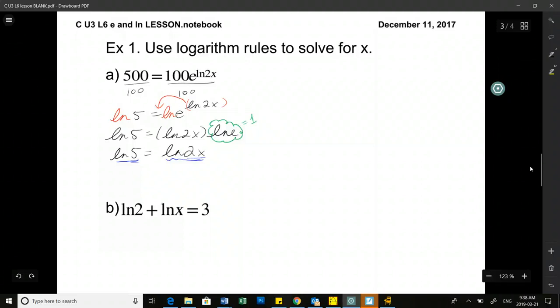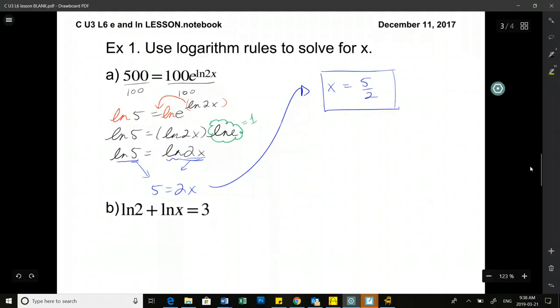Good. So I'm not canceling the lns here. I'm just using a little common sense and logic that says that if I have the ln of something equals the ln of something else, the first something must be equal to the second something, right? 5 must be equal to 2x if this statement has to be equal, because the ln of 5 is not going to be equal to anything other than the ln of 5. So 2x has to be equal to 5. Does that make sense? Okay, so our x value here is 5 over 2.